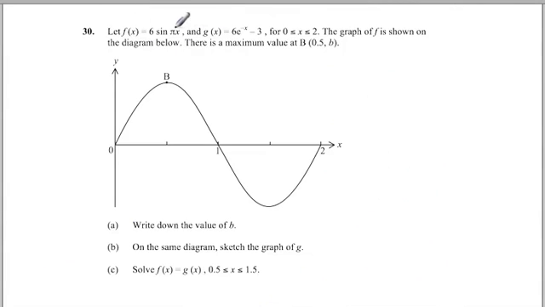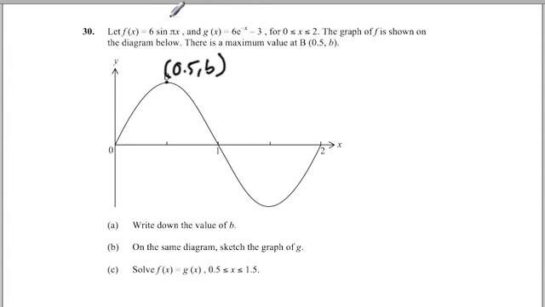All right, so number 30. So let f of x equal 6 sine pi x and g of x is equal to 6e^-3. The graph of f is shown in the diagram below. There's a maximum value b here. So this point right here is (0.5, b). Write down the value of b. Well, if you look at this, this is our f of x function, and the amplitude is 6.